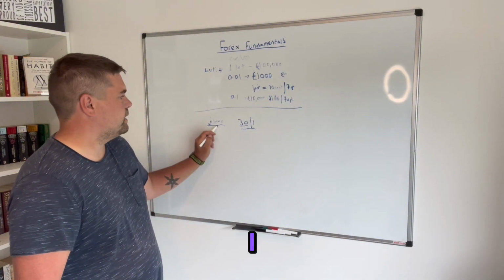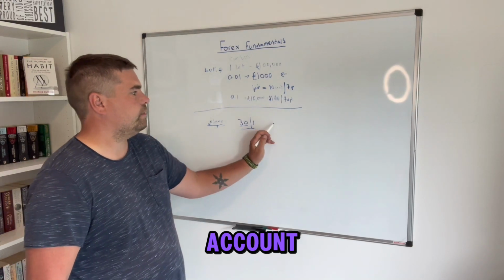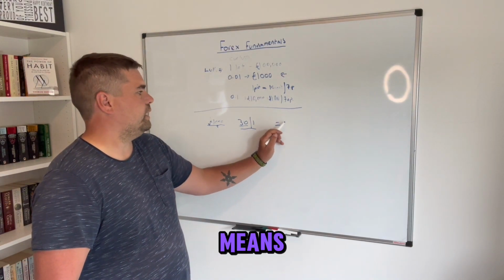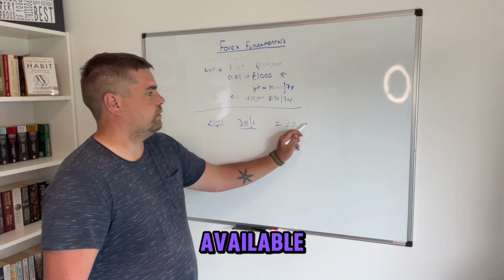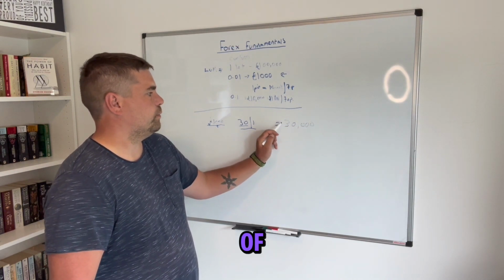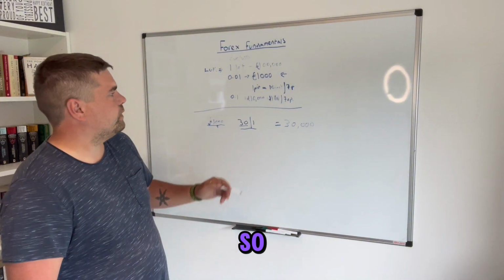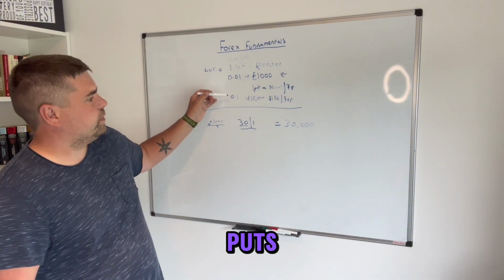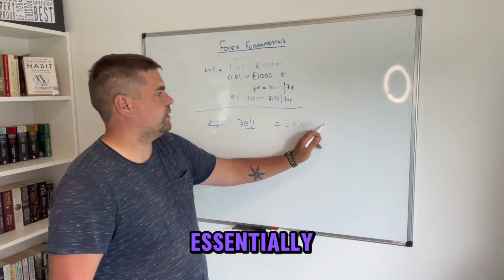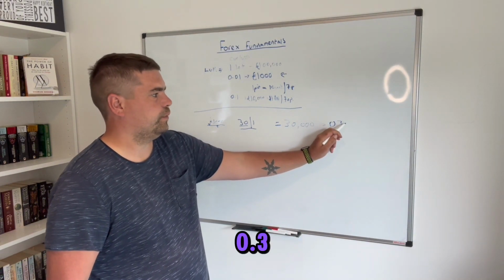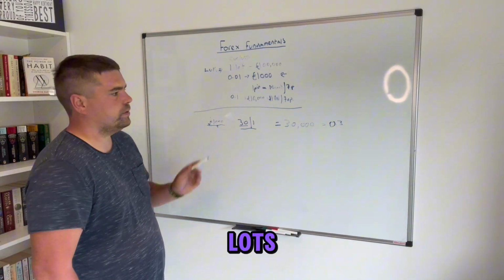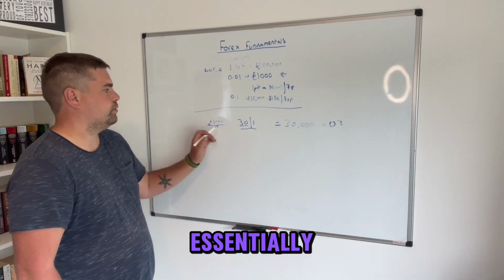So when I started with the £1,000 in the account, it essentially means I have buying power available of up to 30,000. So where does that put me? Total would be essentially 0.3 lots that I would be able to trade with that.